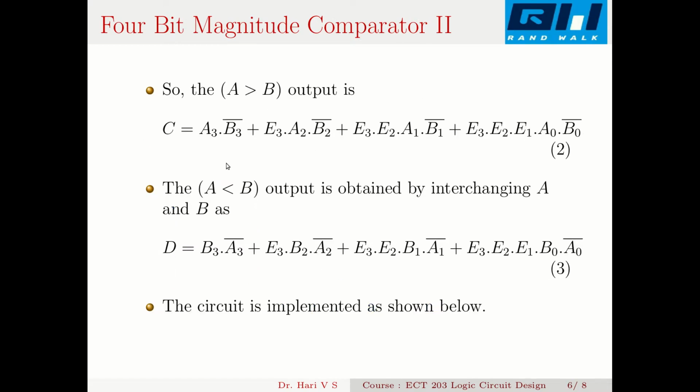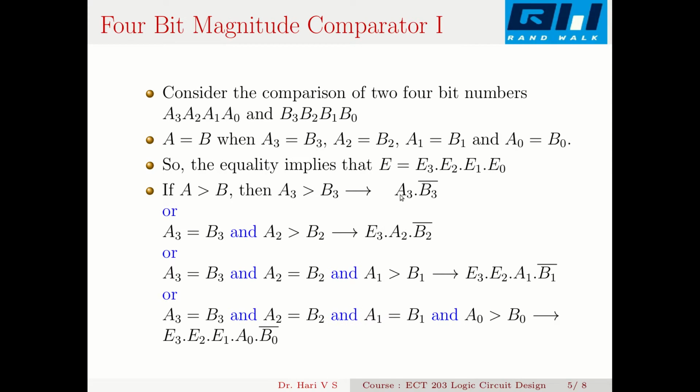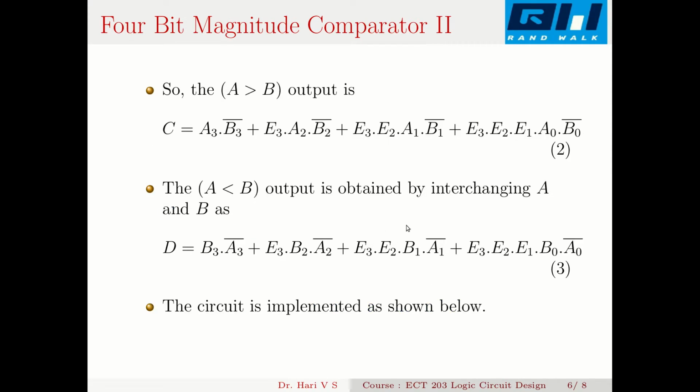looks like this: I OR them together and put it into a logic equation: A3 B3 bar, or E3 and A2 B2 bar, or E3 and E2 and A1 B1 bar, or E3 E2 E1 and A0 B0 bar. Okay. Now, what is the circuit for the case A less than B? All you have to do is interchange A and B.